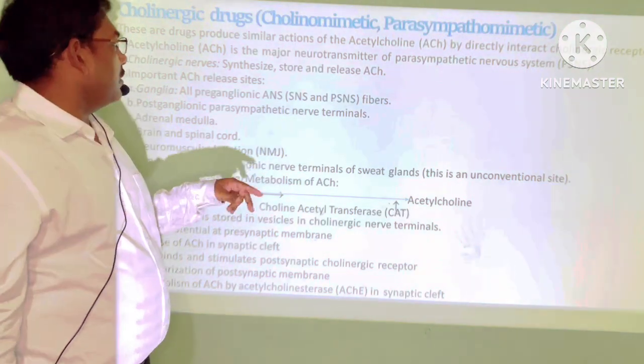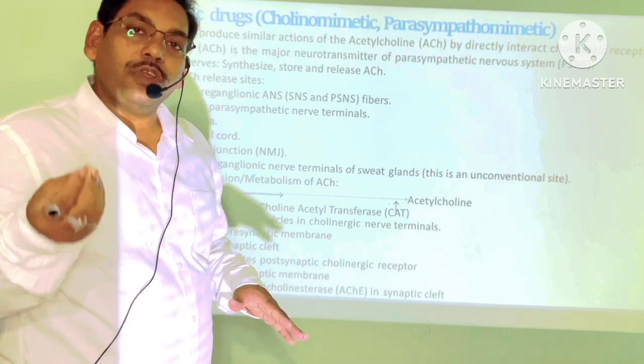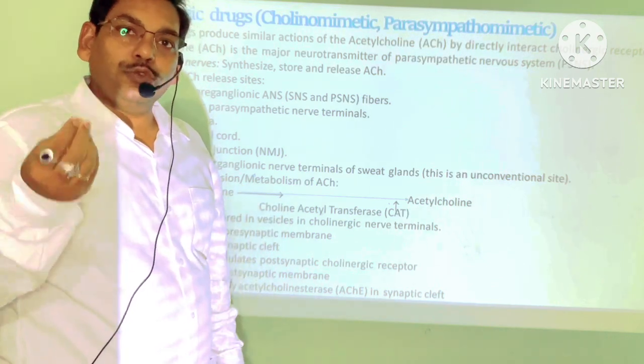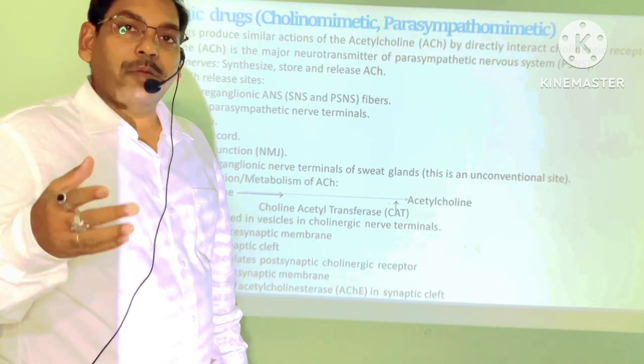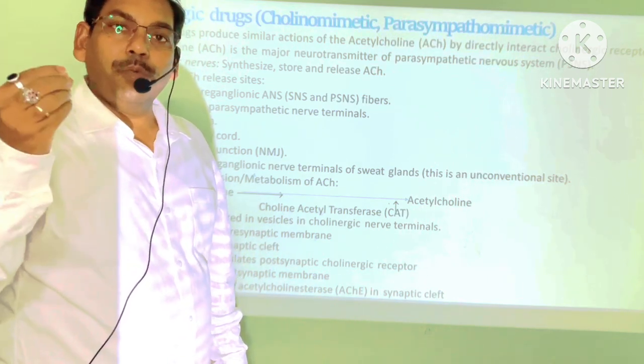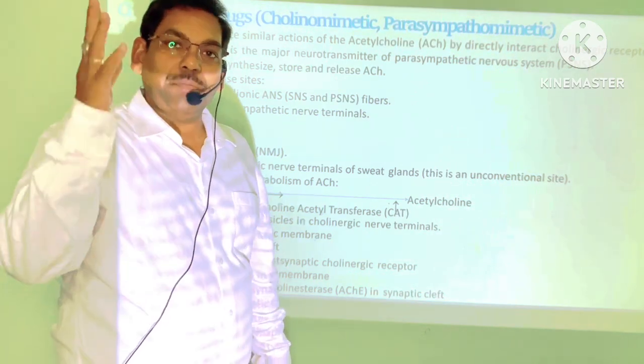The cholinergic nerve has the neurotransmitter that is stored, synthesized and released in the presynaptic cleft. After the release, it then reaches the postsynaptic cleft.